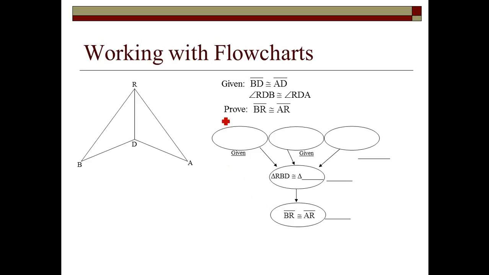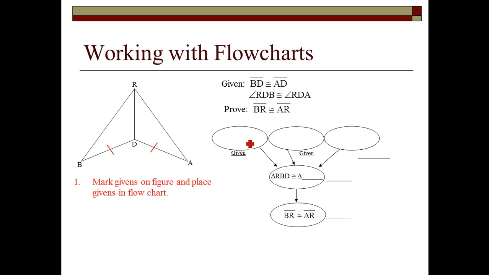So we're given right here BD is congruent to AD, angle RDB is congruent to RDA, and we're trying to prove BR is congruent to AR. Now you can't add what you're trying to prove to the figure, and that's really important. It's a common error that a lot of students make. So first thing we're going to do is mark the givens on the figure and place our givens into the flowchart. So we had BD was congruent to AD.